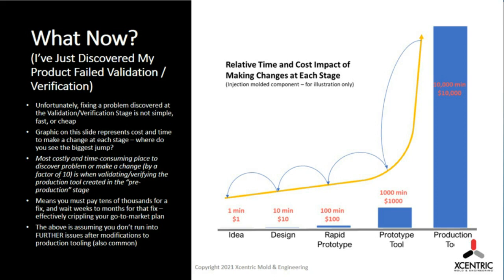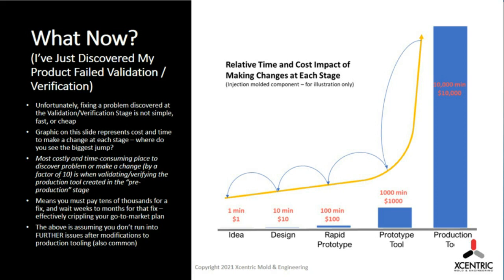You can see a graphic here on the slide that I think really helps hammer this home. And I want to make a really important point about this graphic. These numbers you're seeing, right, $1 in a minute, $10, 10 minutes, 10,000 minutes, $10,000, these are not exact numbers, right? It's not that every time you make a change in 3D printing, the rapid prototype stage, it's going to cost you $100 in 100 minutes.